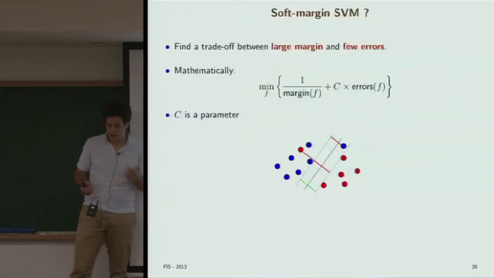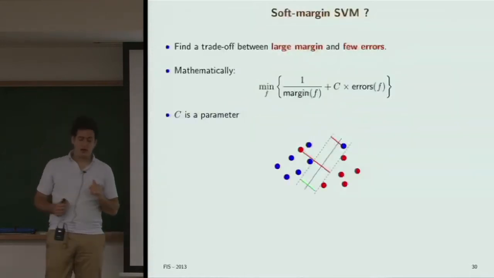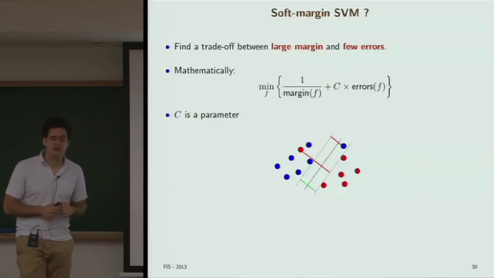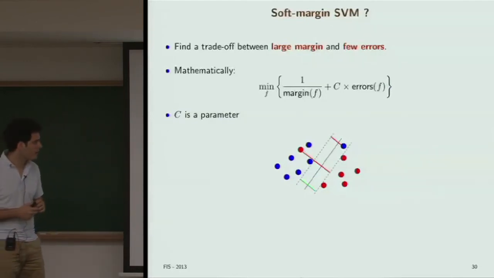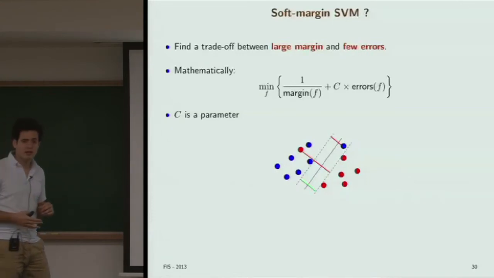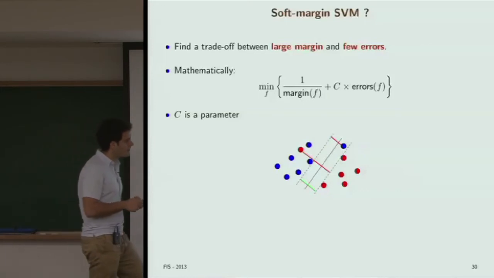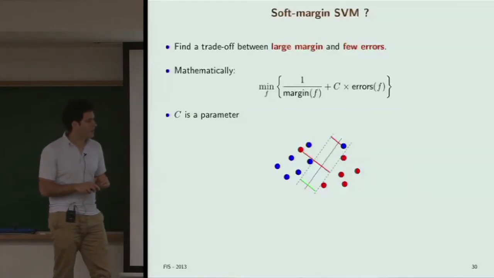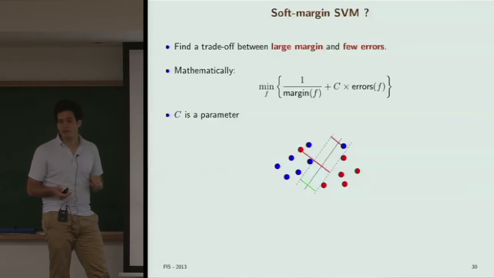And so what we're going to say is that we are going to introduce some variables to our program. Since there is no hyperplane that can perfectly split the data, let's, on the one hand, take into account the margin, and on the other hand, take into account the errors made by this hyperplane. And then we're going to minimize these two. We're going to minimize a trade-off between the two. And what is this trade-off? Well, this trade-off is controlled by this coefficient C.